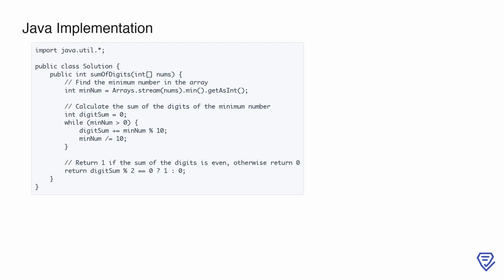This is the Java implementation of LeetCode problem number 1085, sum of digits in the minimum number. The logic mirrors the provided Python solution. Key differences include the use of Java's Arrays.stream to find the minimum value, and a while loop to calculate the sum of the digits. Java's type declarations and syntax are used for clarity and correctness. The method returns 1 if the sum of the digits is even, otherwise 0.